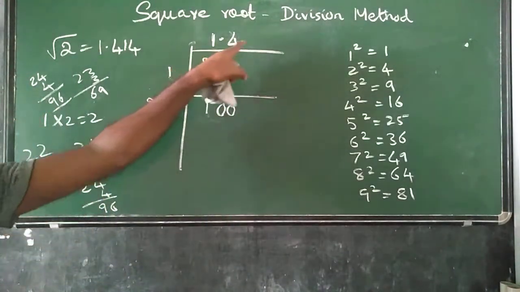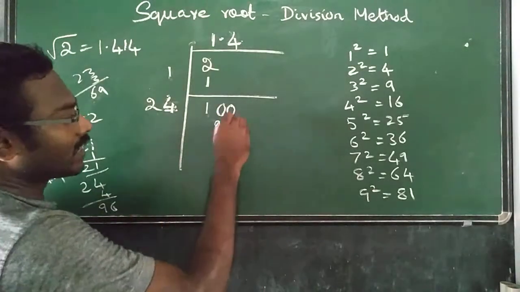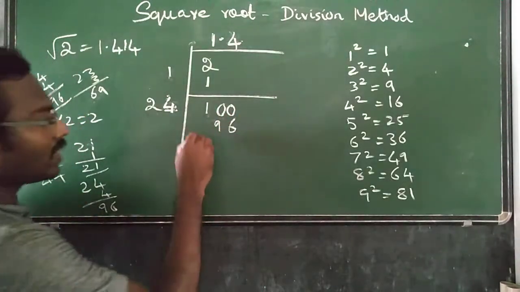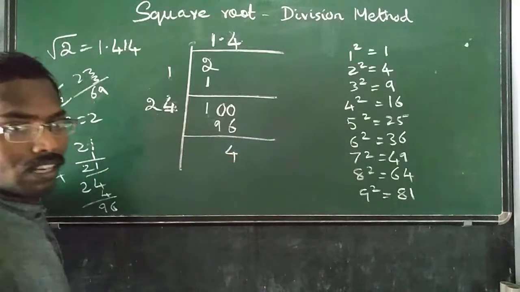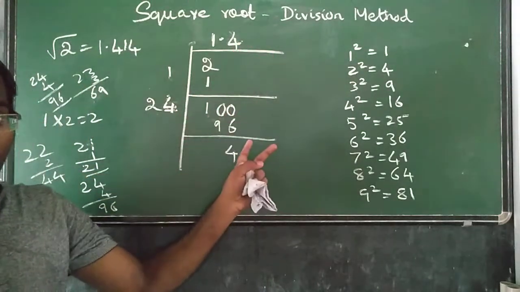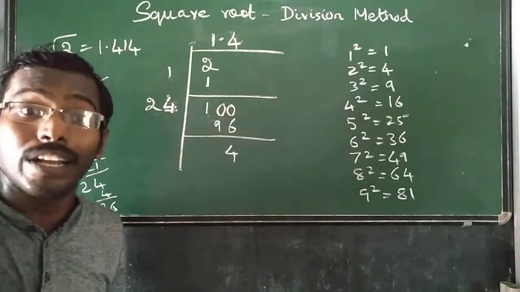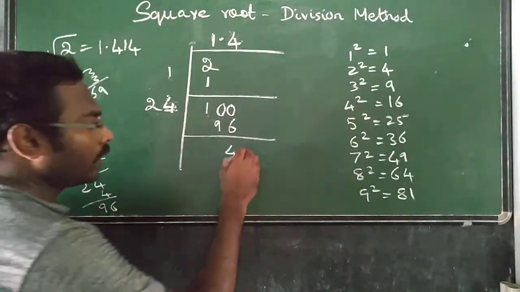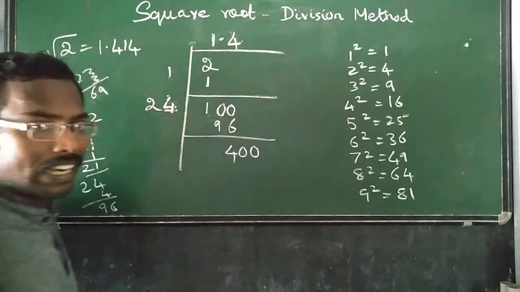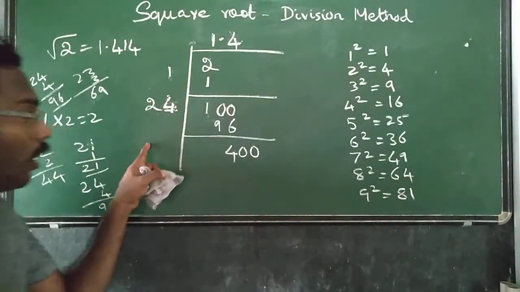So now 24 into 4 is 96. Okay, so 96, now remainder is 4. Now again you have to bring down. This is square root division, so you have to bring down 2 zeros. So you have to bring down 2 zeros. 400. Okay, so now here how will you write?